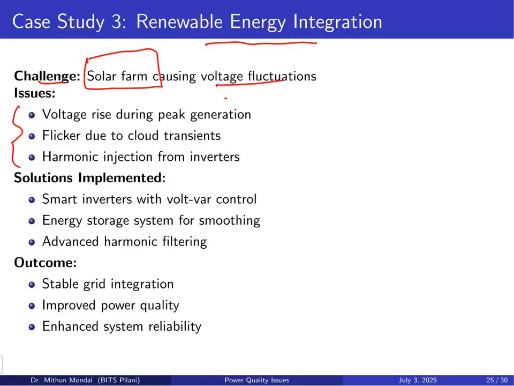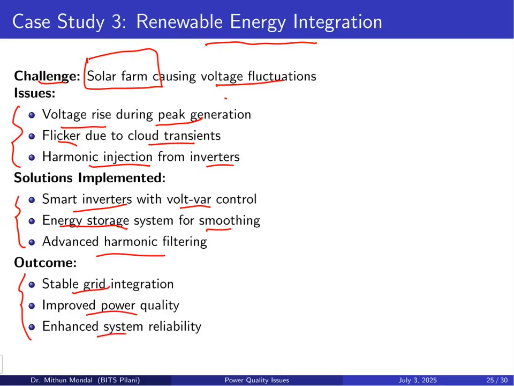And the issues that had been identified are voltage rise due to peak generation, flickers due to cloud transients, and harmonic injections from the inverters present in the solar farm. So the solutions that have been implemented to deal with these conditions are smart inverters with proper volt-var control, an energy storage system for smoothing, and advanced harmonic filtering. What are the outcomes? Stable grid integration, improved power quality, and enhanced system reliability.